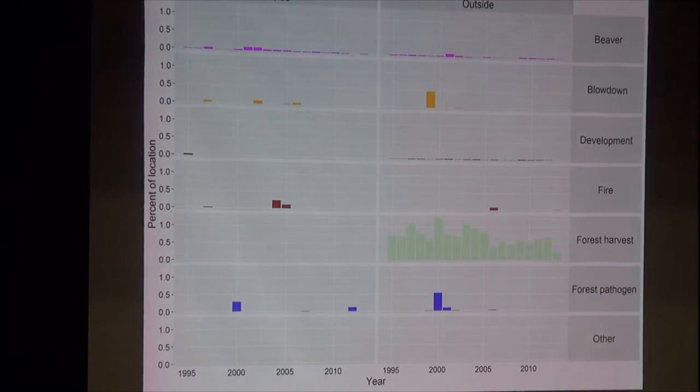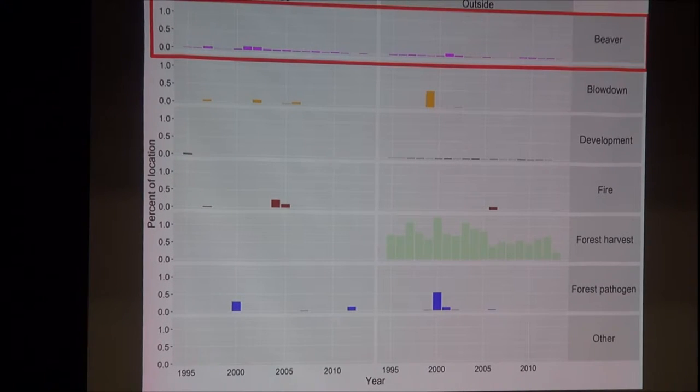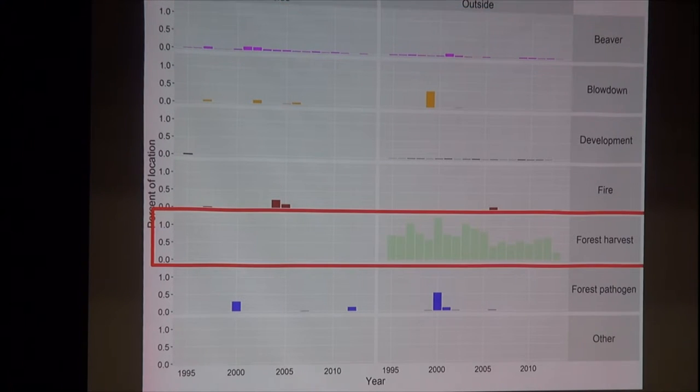If we just compare inside versus outside to put a little more perspective on this, there we can see that, again, now the y-axis is the same for both inside and outside, and they're very similar, inside versus outside. And then, of course, we see the lack of forest harvest inside the park.